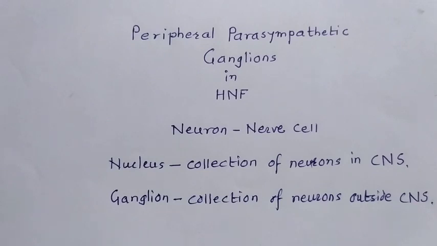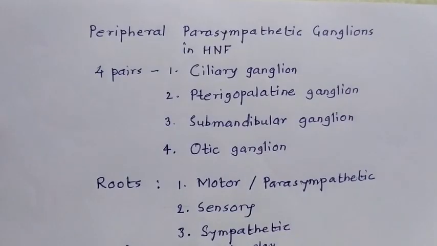Neuron means nerve cell, and a collection of neurons inside the central nervous system is called a nucleus, while a collection of neurons outside the central nervous system is called a ganglion. There are four pairs of peripheral parasympathetic ganglions in head neck phase.